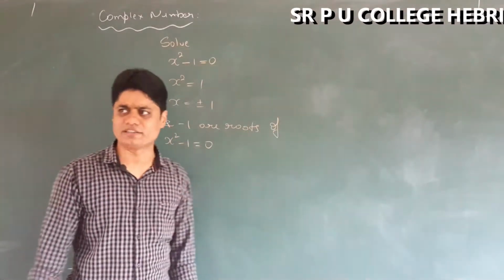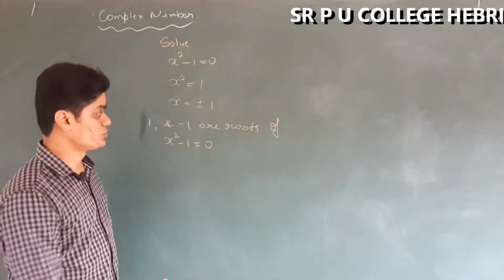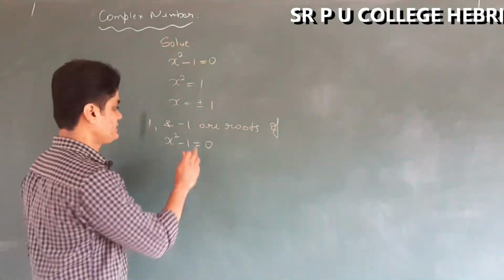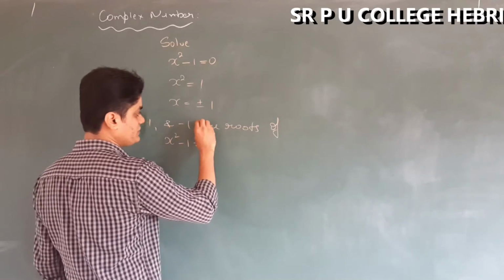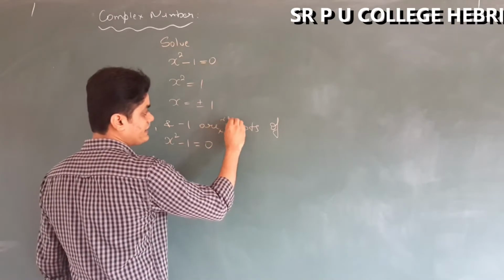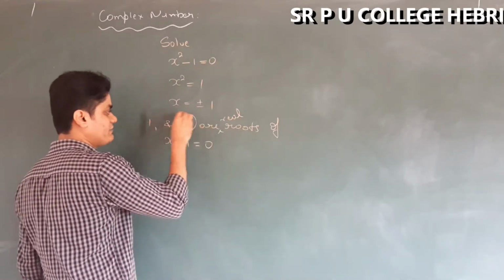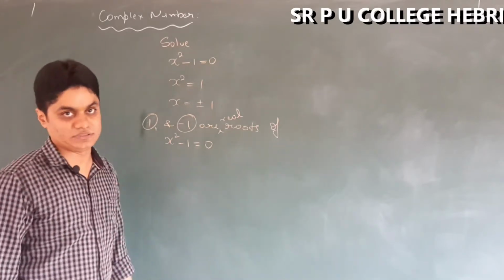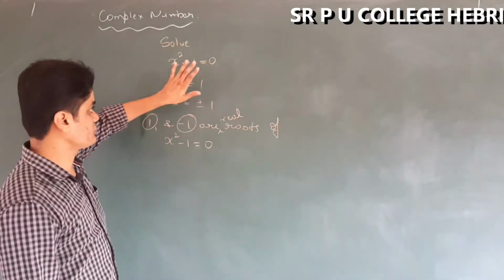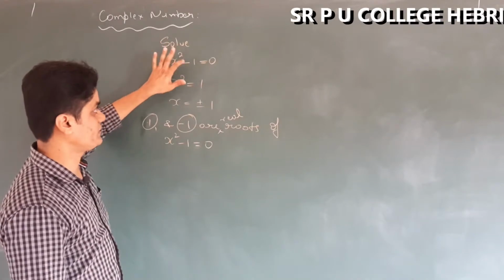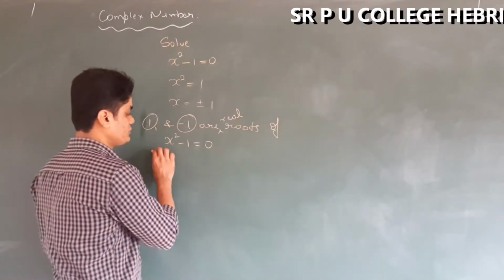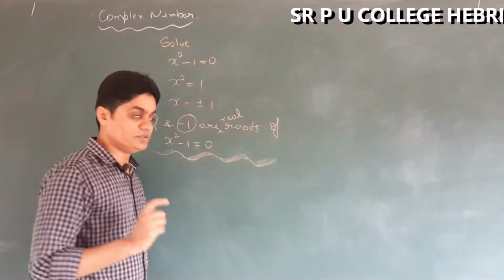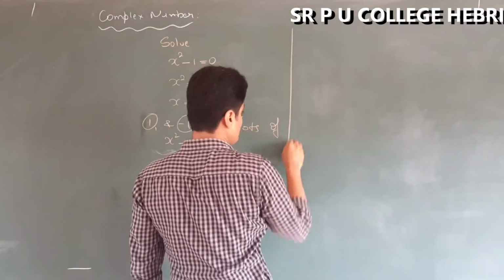I hope you know about solving a quadratic equation, roots, solutions, everything. And these roots belong to the real numbers, so these are known as real roots. The answers are real numbers. So if I ask you to solve this quadratic equation x square minus 1 equal to 0, you will write the solution like this. Correct?